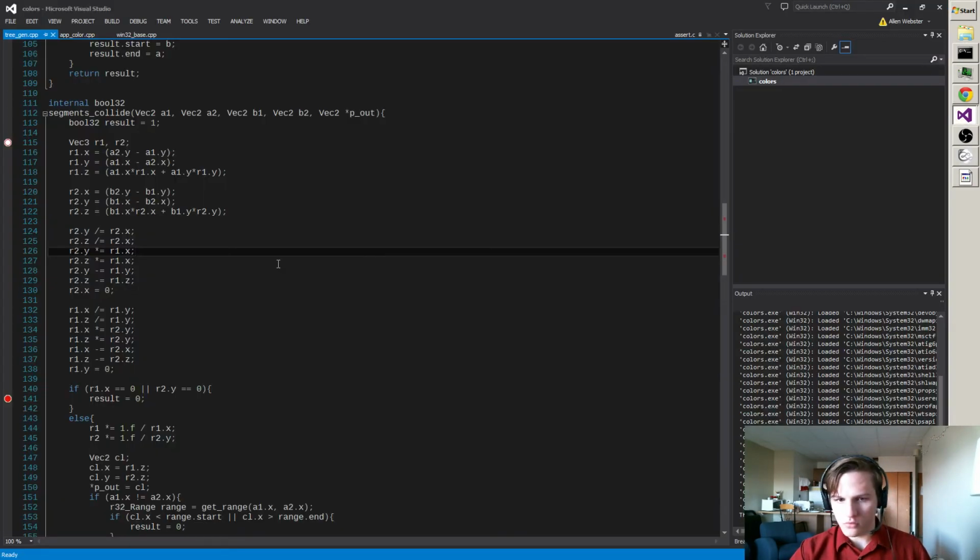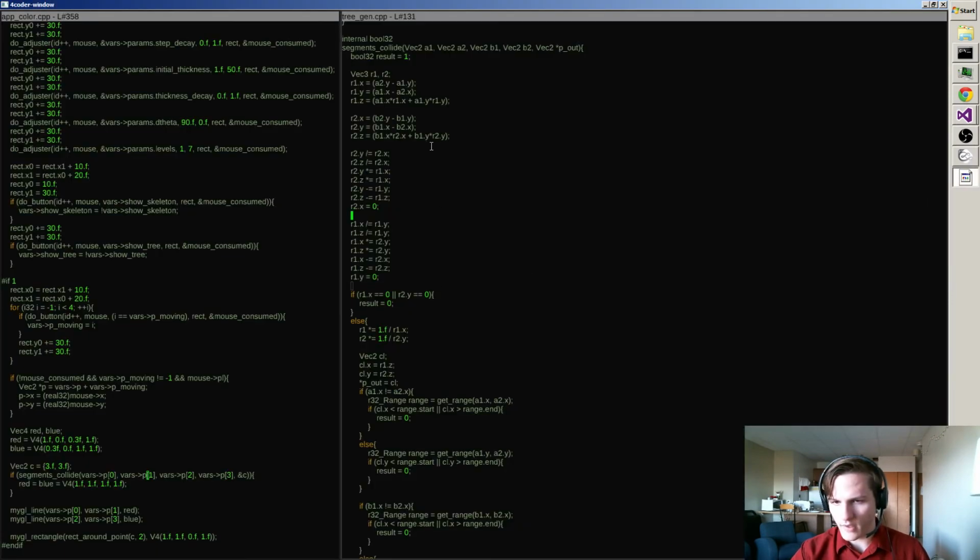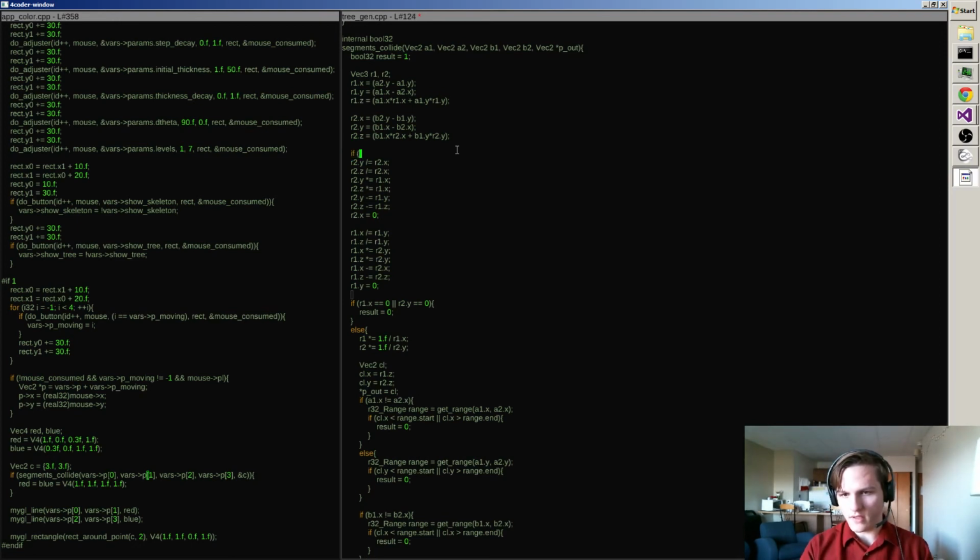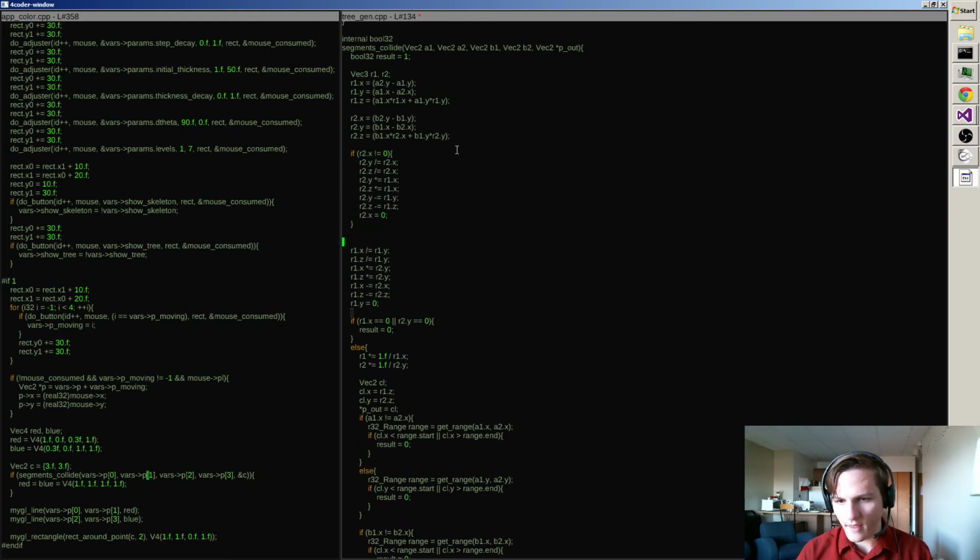Cool. Okay, so this is assuming that R2 is not 0. So, only do this if R2.x does not equal 0. If it is, then problem solved, we've already got what we want. This right here is assuming that R1.x, R1.y does not equal 0.